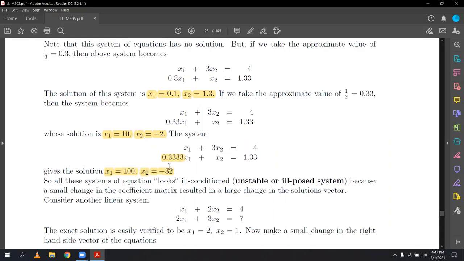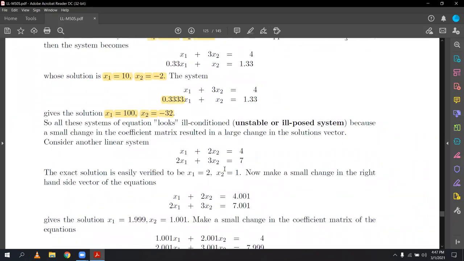It means something is wrong with the system, and the system being wrong always means we have an ill-conditioned system. Same thing I did here for the change in the right hand side. This is my new system. There is no change in the A. I make a small change in the B here now.